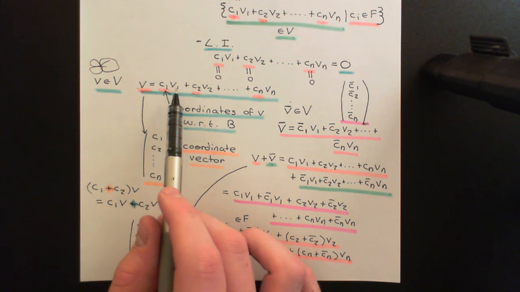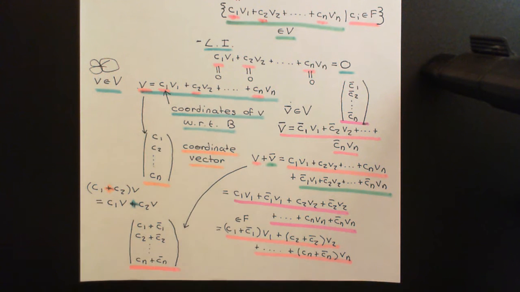So some c1 v1 plus c2 v2 plus all the way up to cn vn. And you can do this for absolutely all of the vectors, and all of the vectors have a unique linear combination in terms of the basis vectors. Okay, so what this then allows you to do is associate with every vector of the vector space a coordinate vector with respect to that basis.